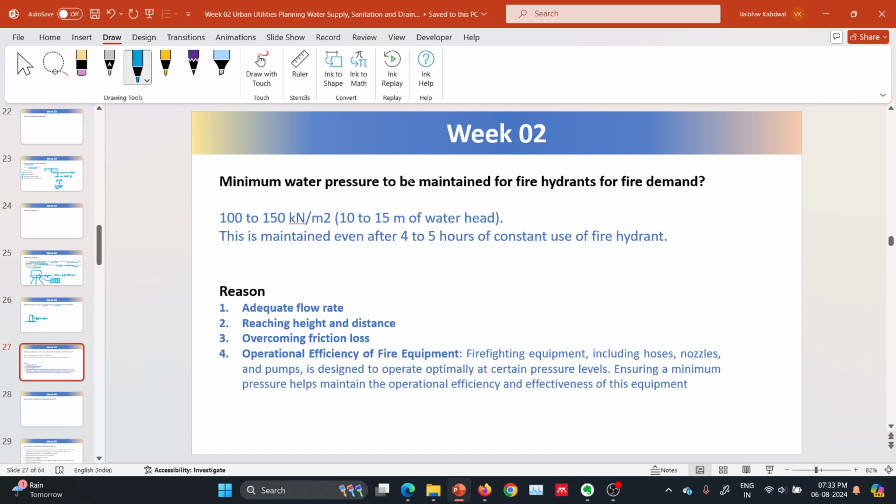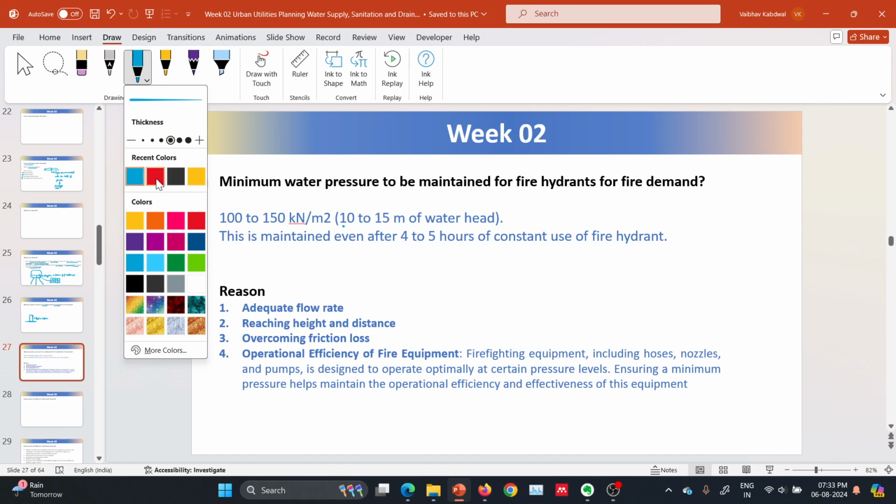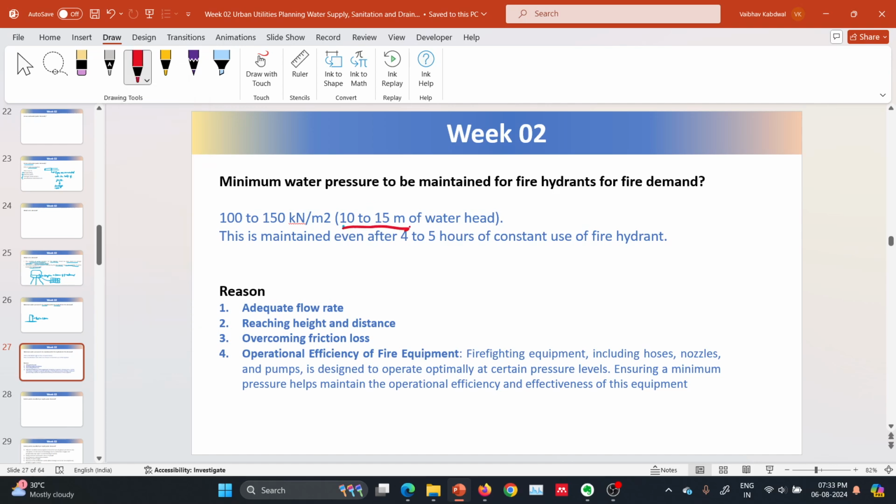So the water pressure to be maintained is 10 to 15 meters of water head. If we consider 3 meters as one story of a building, then 15 divided by 3 means 5 floors. It should have pressure to supply the water up to the 5th floor, so it can extinguish the fire till the 5th floor, not above that.